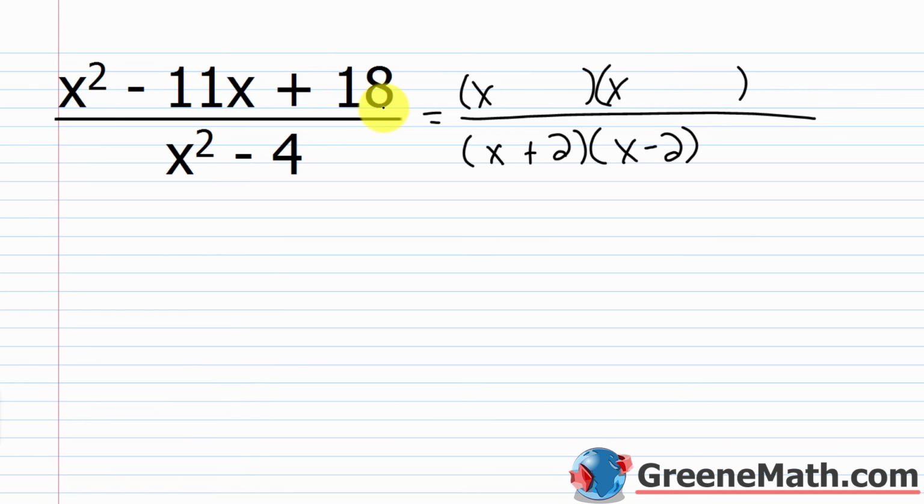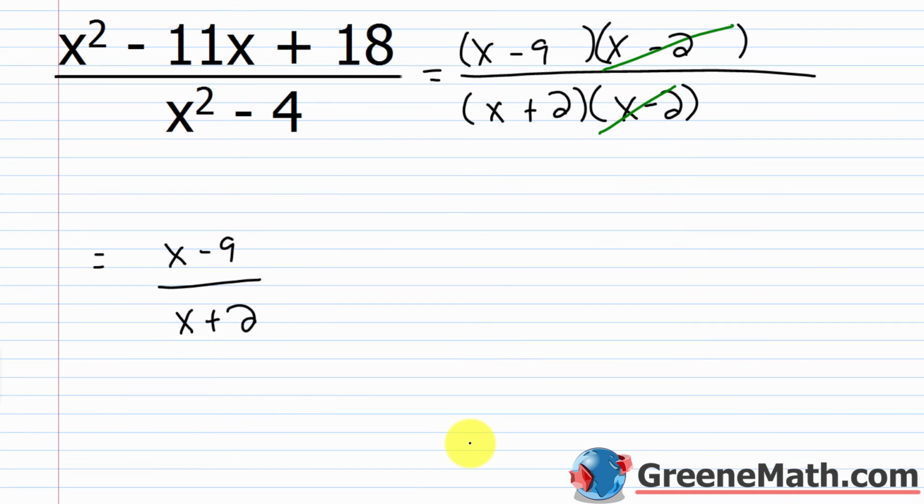So I need two integers whose sum is -11 and whose product is 18. So I know that's going to be -2 and -9. -9 plus -2 is -11. -9 times -2 is +18. So I can cancel common factors here. Cancel this factor of x minus 2 with this factor of x minus 2. And what I'm left with is x minus 9 over x plus 2.